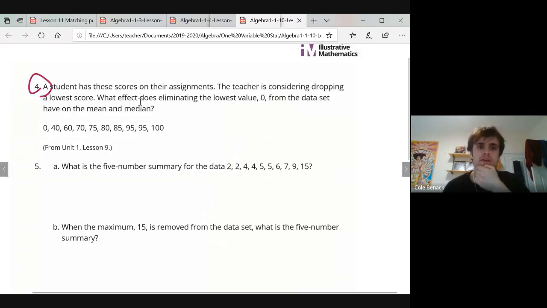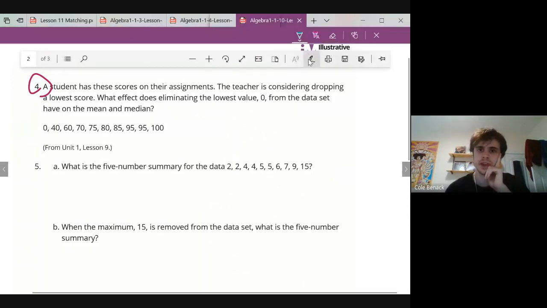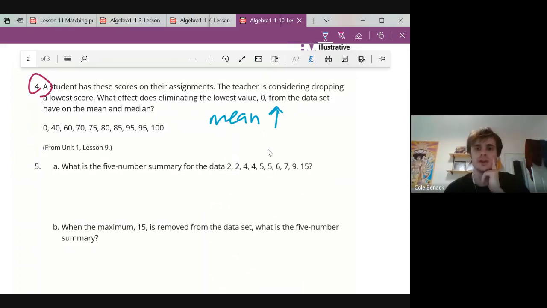What effect does eliminating the lowest value, 0, from the data set have on the mean and the median? I could plug this all into my calculator and compare the two different sets, one with 0 and one without. But we can figure this out for ourselves. If you take out 0 from that data set, that's taking away almost an outlier or an extreme, so my mean is going to go up. If you take away the lowest score, my average is now calculated by mostly high values. It's going to stay up.